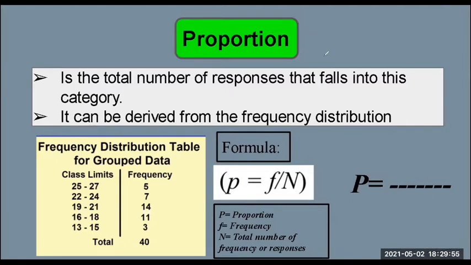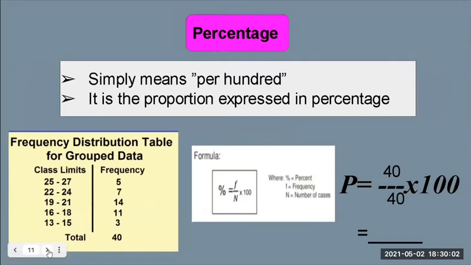Now, moving to the next one, we have our percentage. So what is percentage? Percentage simply means per 100. So it is the proportion expressed in percentage. So same to the two data that we have ago, we have the same example. And then we have a different formula. We have the percentage, the sign of percentage.